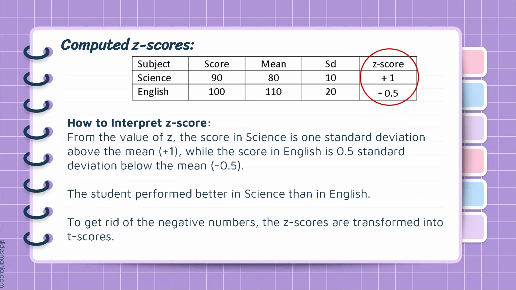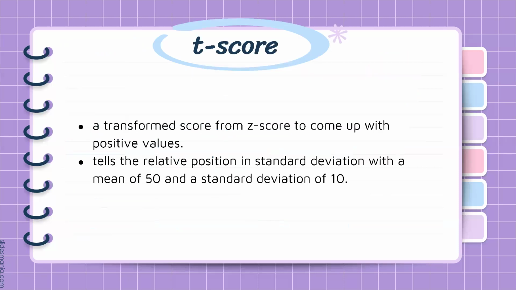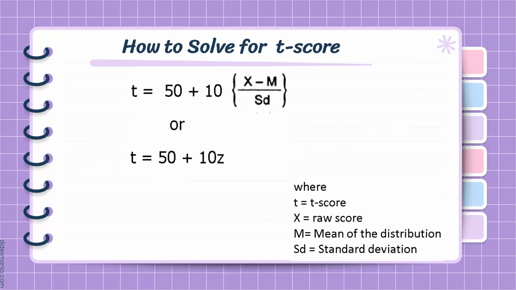To get rid of the negative numbers, the z-scores are transformed into t-scores. T-score is a transformed score from z-score to come up with positive values. It tells the relative position in standard deviation with a mean of 50 and a standard deviation of 10. So how do we solve for t-score?